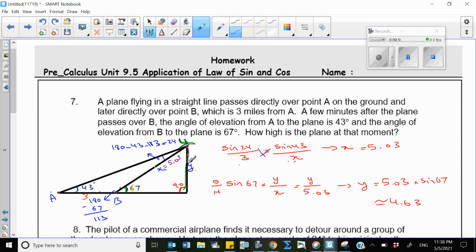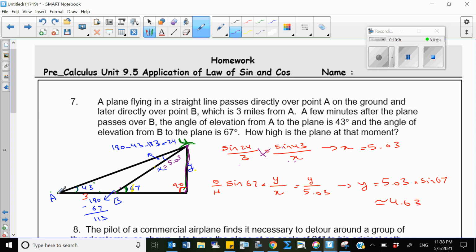And basically we are looking for this height. Okay, so now first of all, let's look at the shape that we have here. I have a triangle. If I find this side, since I have a 90 degrees angle here, I can use sine to find the opposite side of this angle. So let's see how we can work on this.